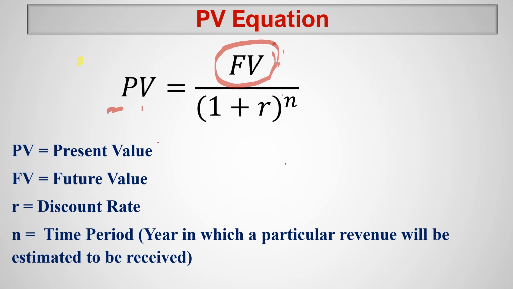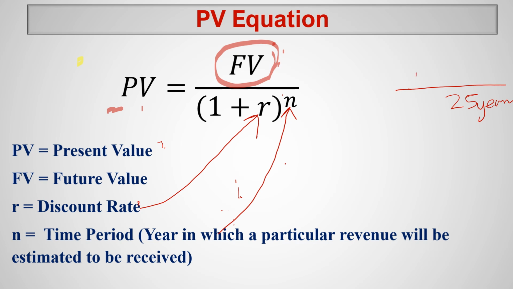Okay, this R is the discount rate. N is the number of periods, the number of years. Let's say your solar PV investment is 25 years, the time span. So every year we are going to have some money flowing.